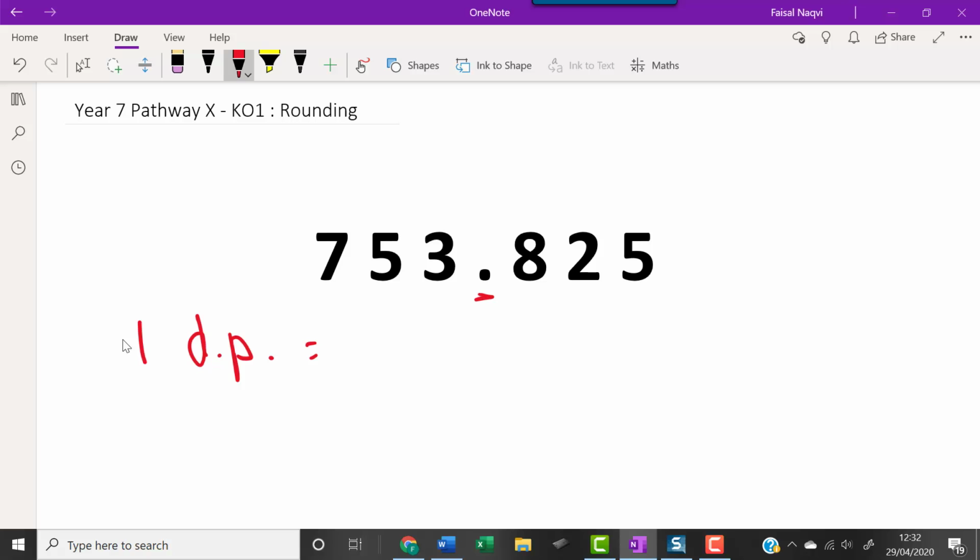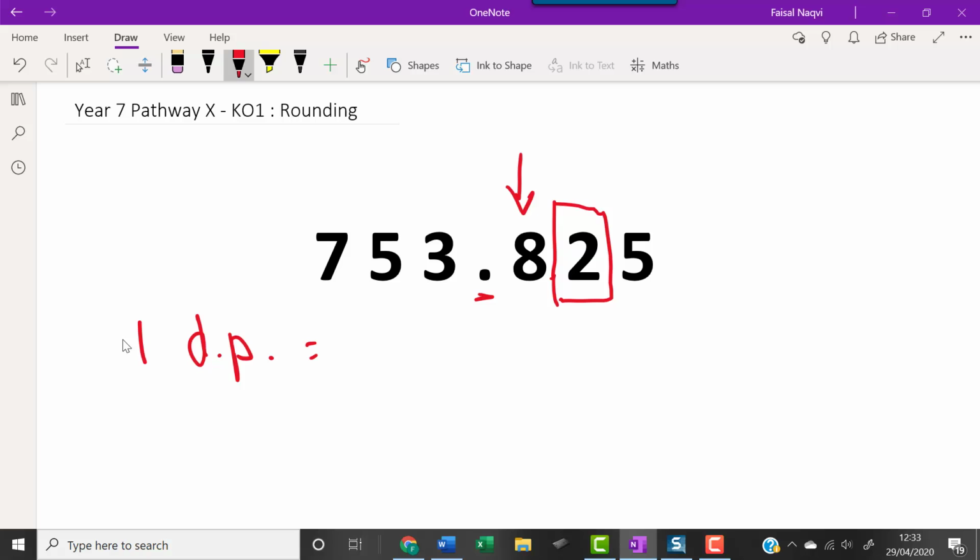Well, here I have my decimal point. The first number after my decimal is the 8. So that's as far as I want to go. But in order to do that, I have to take a look at the next number after that. And I have the number 2. Now, what does the 2 tell me to do to the 8? Because the 2 is less than 5, I leave the 8 exactly as it is.